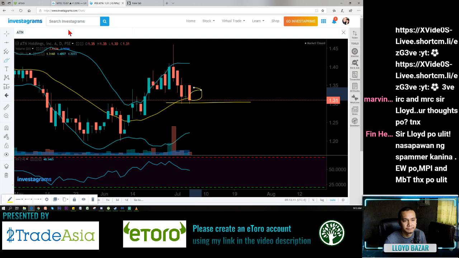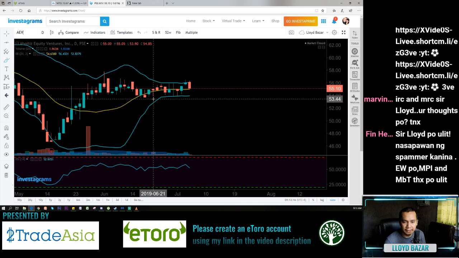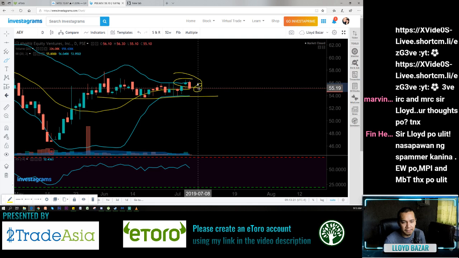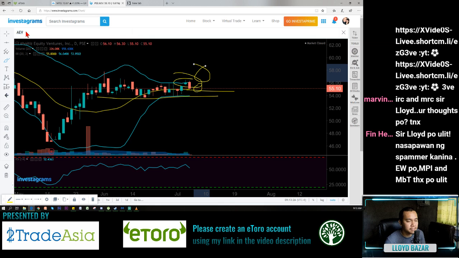AEV. Ito nag-support nito eh. Kamustahin natin yung support niya. Alright, still good. Starting to touch the upper Bollinger Bands. Pag nag-bounce ito sa MA20, pasukin niyo po. That's good price action. I think that's gonna start a momentum. Pag nag-bounce yan ng MA20, si AEV.